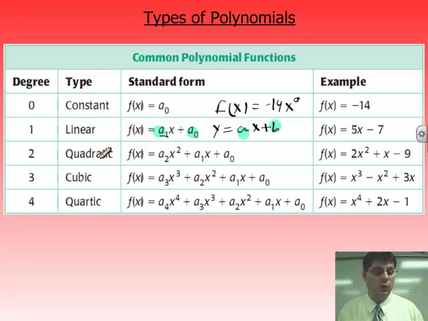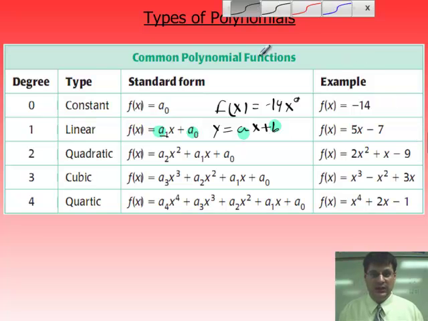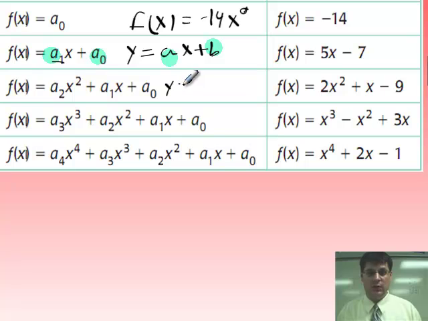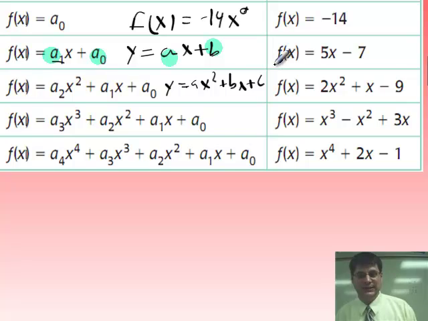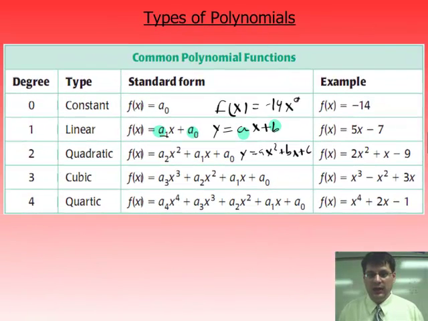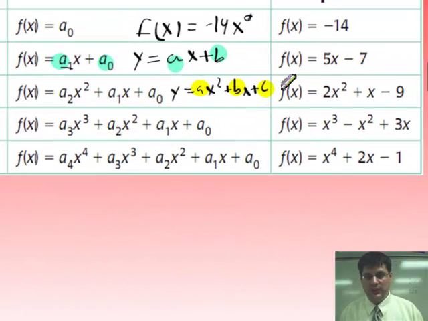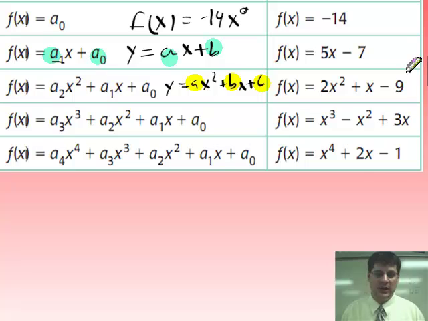And then we've talked about quadratics, in standard form. We recognize standard form previously as y equals ax squared plus bx plus c, but we're going to replace the a, b, and c with a sub 2, a sub 1, and a sub 0 respectively. So that's what the quadratic looks like.